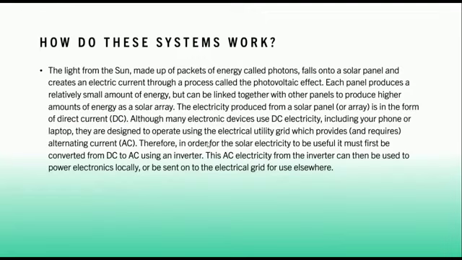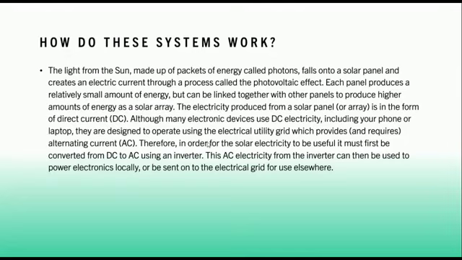Light from the sun, made up of packets of energy called photons, falls onto a solar panel and creates an electric current through a process called the photovoltaic effect. Each panel produces a relatively small amount of energy but can be linked together with other panels to produce higher amounts of energy as a solar array. The electricity produced from a solar panel or array is in the form of direct current.